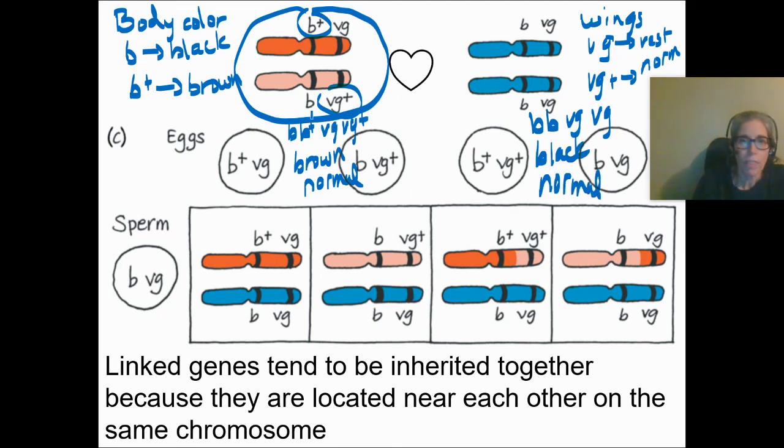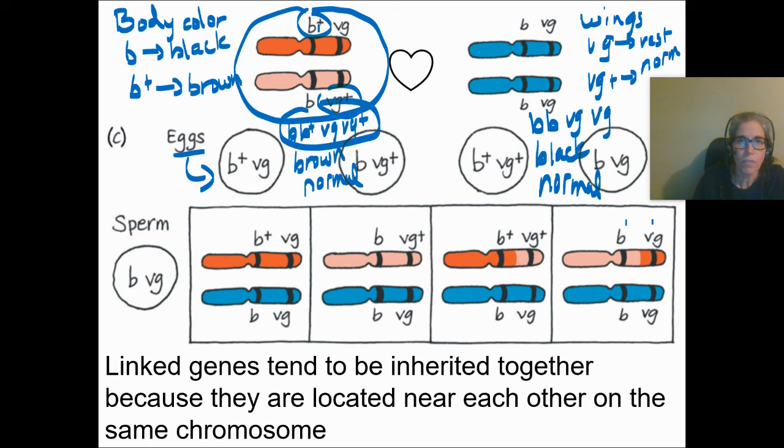So when this segregates, you can get a B with a VG, like you see here. You can get a B with a VG plus, like you see here. You can get a B plus with a VG, like you see here, or a B plus with a VG plus, like you see here. So if these were not linked, you would get this. Here's the gamete that you're getting. Actually, I'm showing you the kid that's produced, but here are actually the gametes, the eggs right here. So this must be mom.